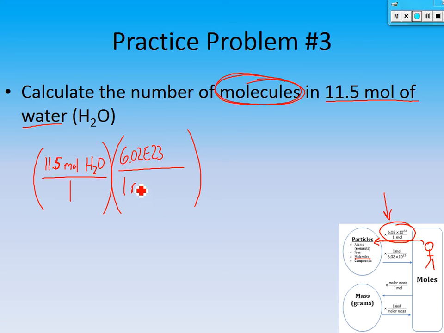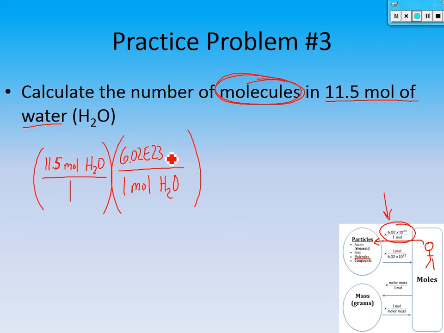And 1 mole on the bottom. And again, I don't put the units on the roadmap because I don't know exactly what substance you're going to be talking about, but we're talking about water on this problem. So moles of water is on top. We know that it's got to be moles of water on the bottom.